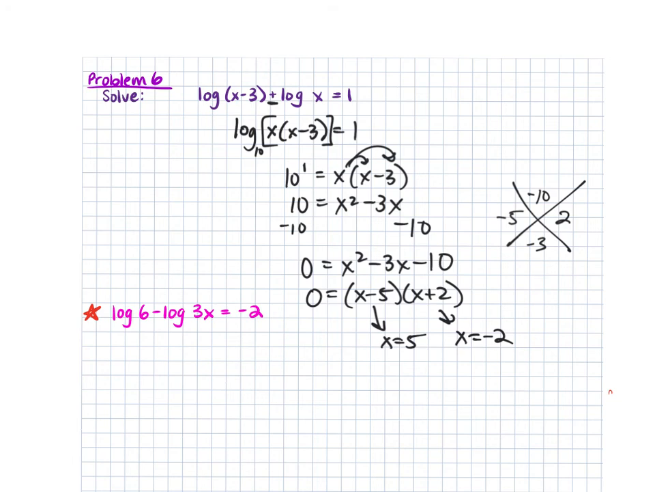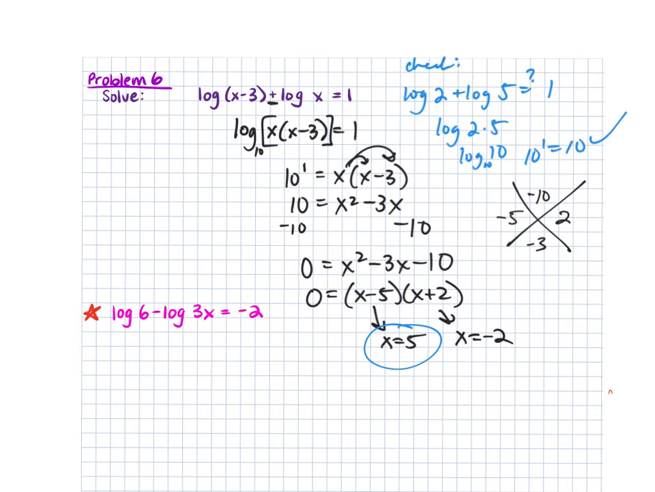So let's check our 5. Log of 5 is 2 plus log of 5. Does that equal 1? This is log 2 times 5, which is log 10. Yeah, 10 to the 1 equals 10. So that works. So this is a solution.